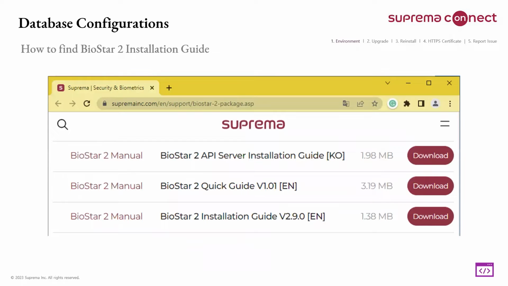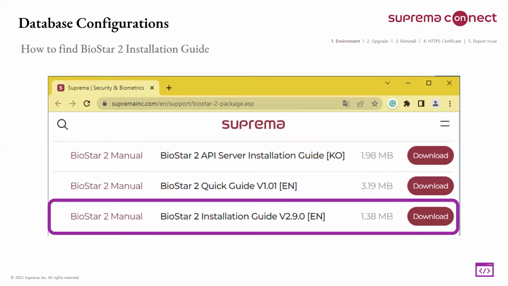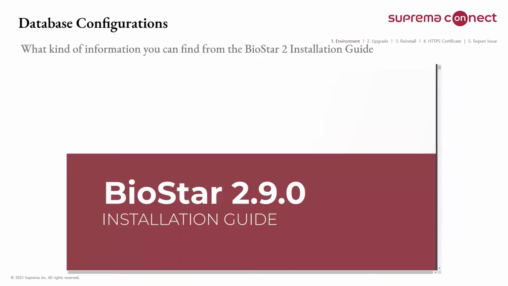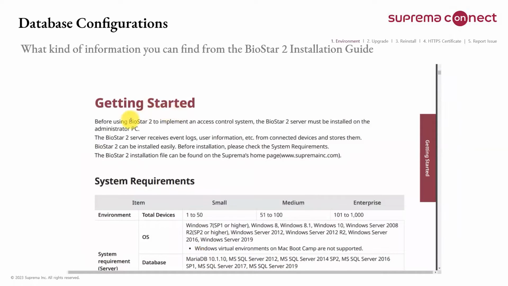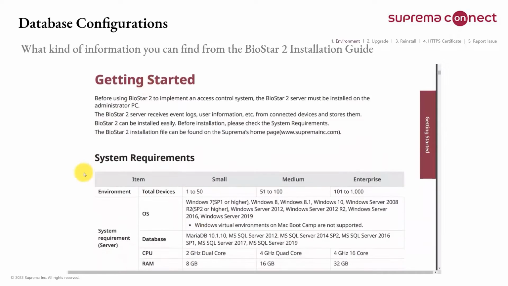The third item is database setting. You can find detailed information on this part in the BioStar 2 installation guide. This is a sample of the BioStar 2 installation guide. In this document, you can find PC specifications, upgrade method, installation guides, and precautions.